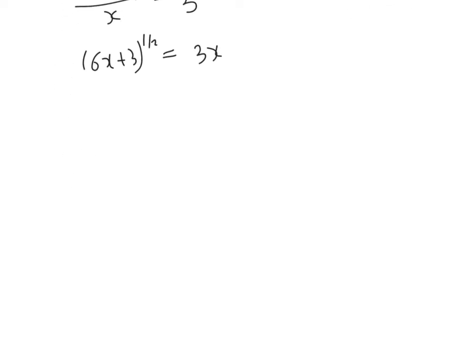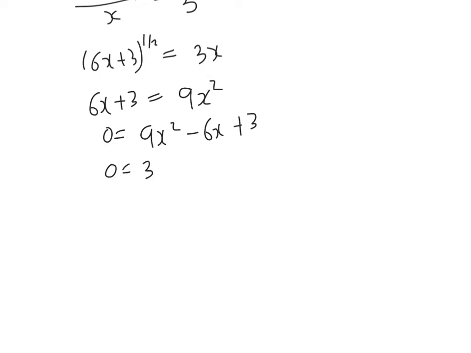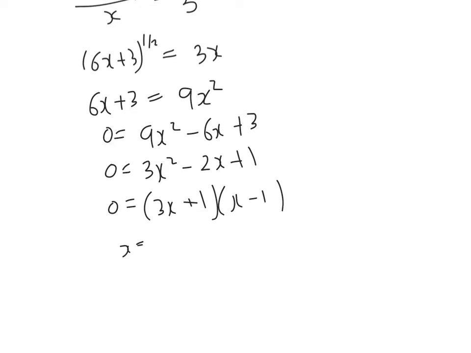And now we've got no logs, we just have to solve this equation. To solve this, I would square both sides, and we would get 6x plus 3 equals 3x all squared, which would be 9x squared. So 0 is 9x squared minus 6x minus 3. 3 is a factor, so we can divide by 3. And then we can factorize that whatever way you factorize. You should end up with that as your solution. So x is minus a third, or x is equal to 1.